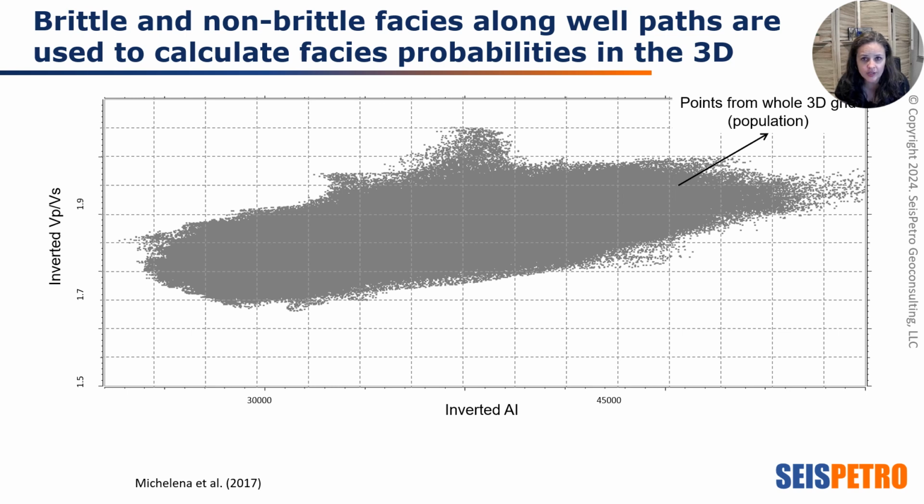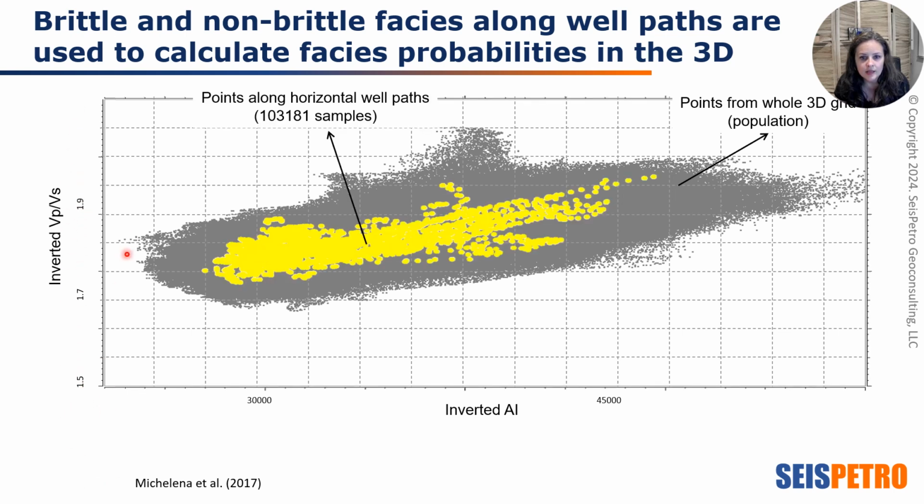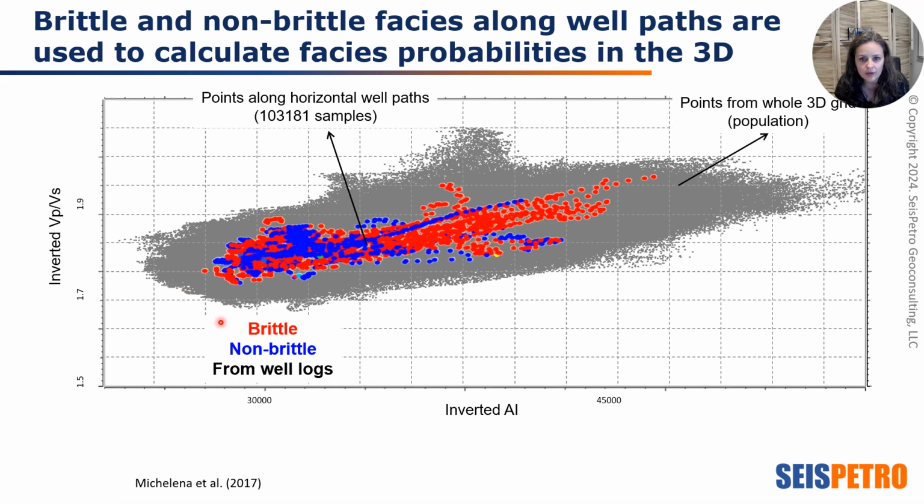Going back to our case study, we have acoustic impedance in the x-axis and the BPBA ratio in the y-axis. The data in gray here is all the data from the seismic, but the points along the horizontal well path, we have approximately 103,000 samples from the horizontal logs. If we color the horizontal log data with the facies, we have that the brittle rock here is represented in red and the non-brittle in blue. And that's what comes from the well, as I mentioned.